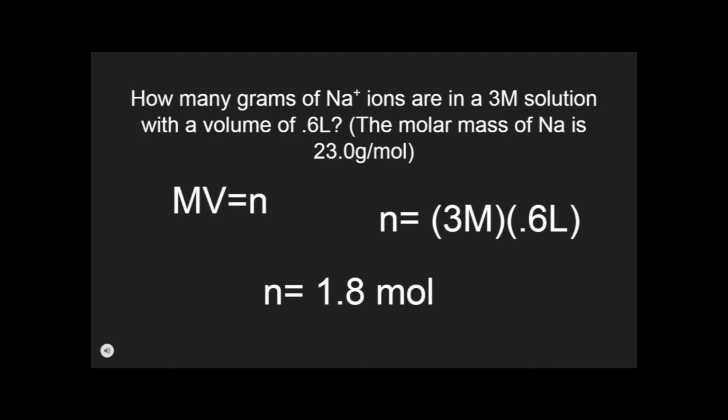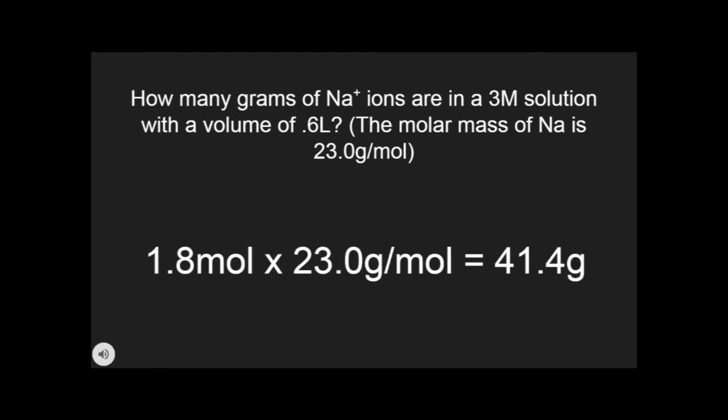So just like the last problem, I rearranged to get that the number of moles is equal to concentration times the volume. Plugging in our value of 3 molar and 0.6 liters, we get that there are 1.8 moles of Na+ ions in the solution. But we're not done yet because they want us to find grams, and right now we have moles. So now we just have to convert that value for moles to grams.